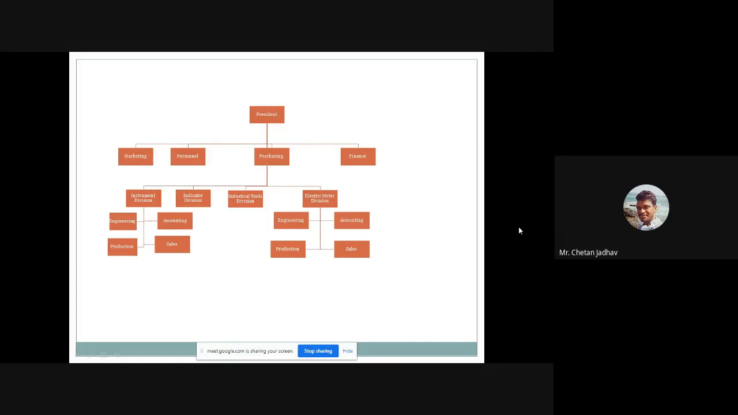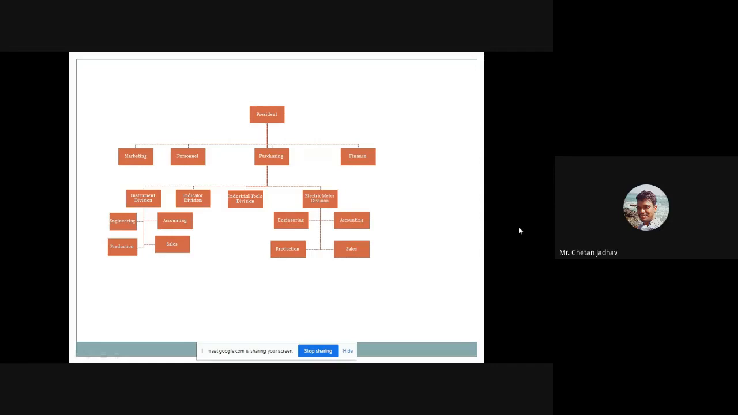You can see here a first person, the president, then other important core committees: marketing, personnel, purchasing, finance. But after that they make some product wise departmentation, like instrument division, indicator division, industrial tools division, electric meter division. These are some products. Instrument divisions means our two wheeler, four wheeler panel instrument division, indicator division department.